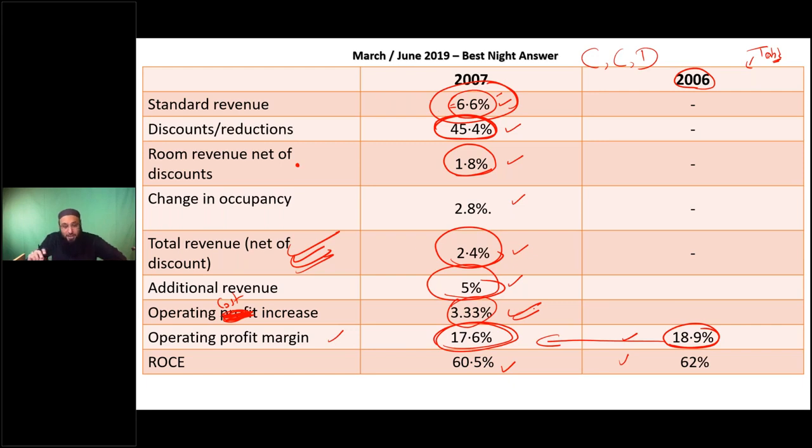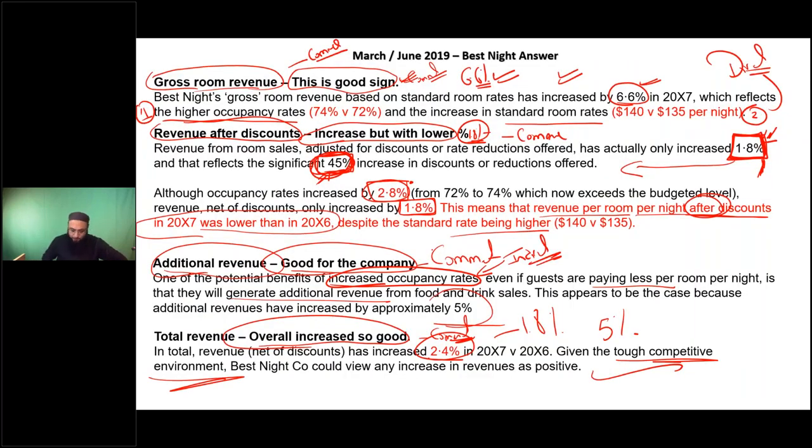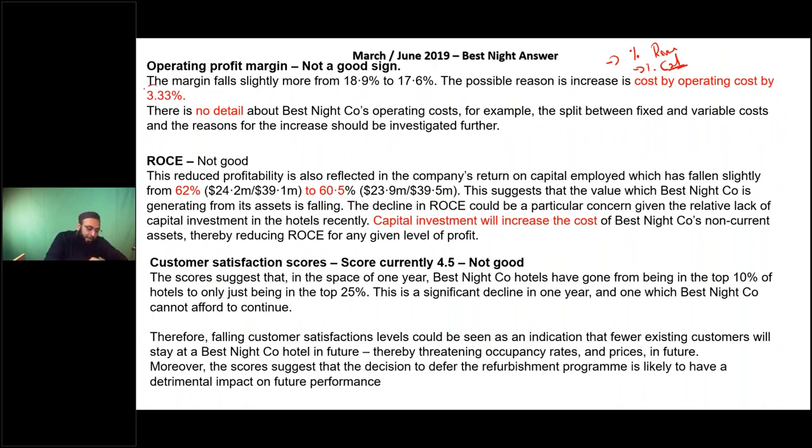Now, the best way to figure out the reason is what? Compare the cost increase with the revenue increase. Your revenue increased by 2.4% and your cost increased by 3.3%. Obviously, if cost increases more than the revenue increase, your operating profit margin will go down. So obvious. Clear? Understood? So just compare 2.4 with 3.3, and in every given scenario you can do the same thing. So the operating cost increase is by 3.3% compared to revenue increase by 2.4%. That's why operating profit has gone down.